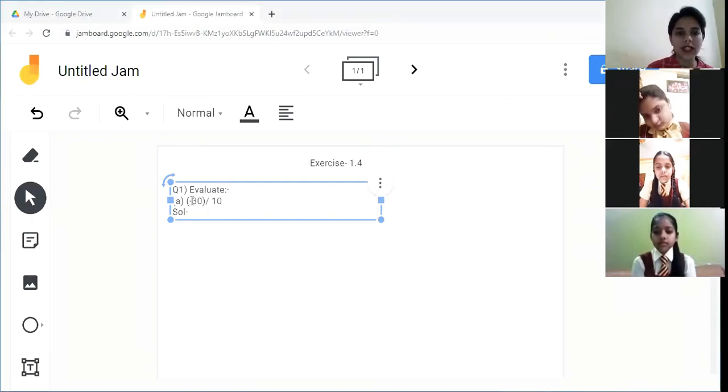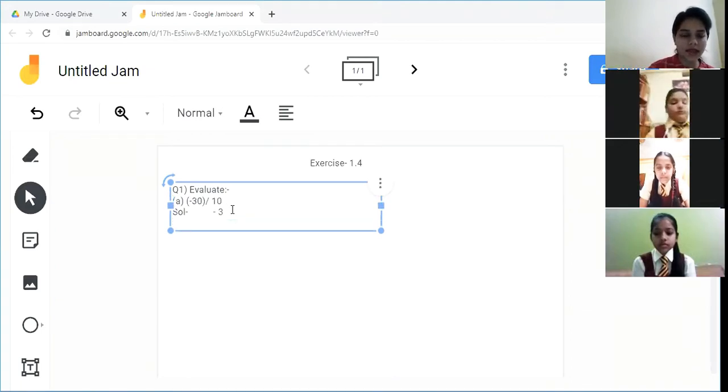So its first part is minus 30 divided by 10. So if you divide 30 by 10, the answer is 3 because 10 3s are 30, and a negative sign is given to you. So there will be a negative sign.